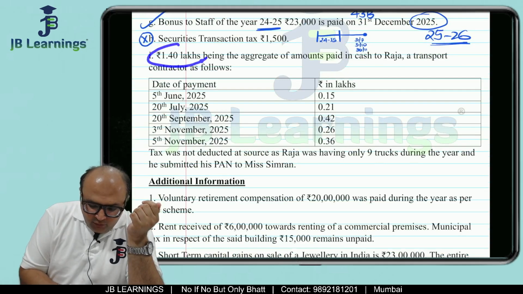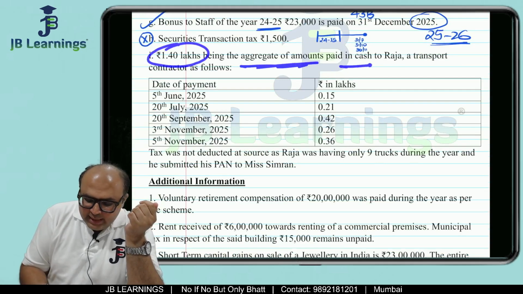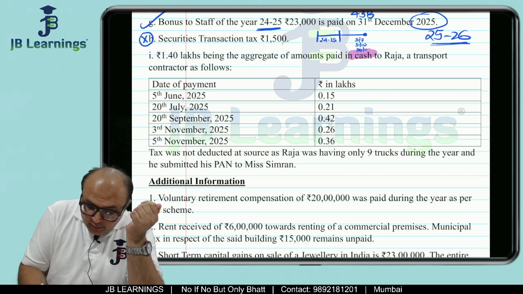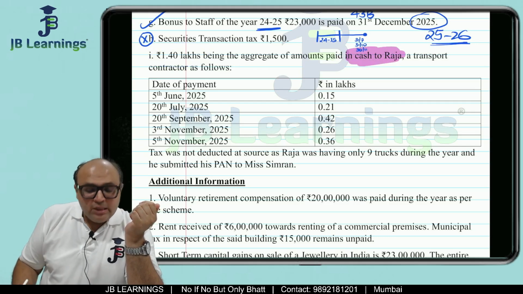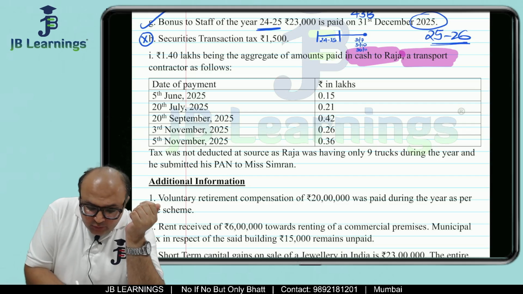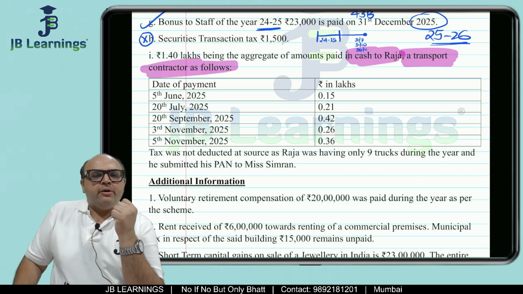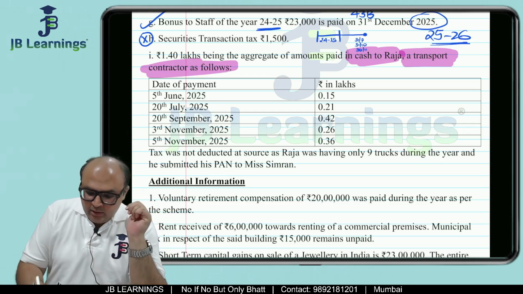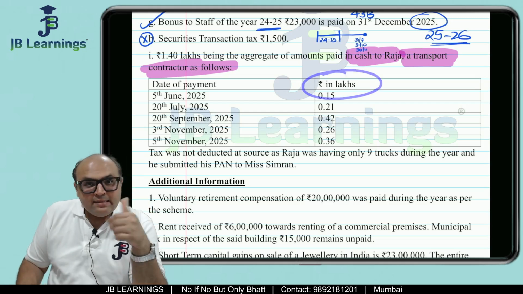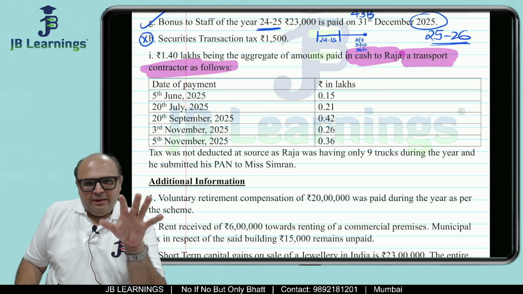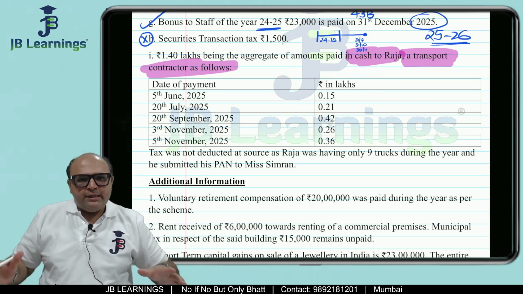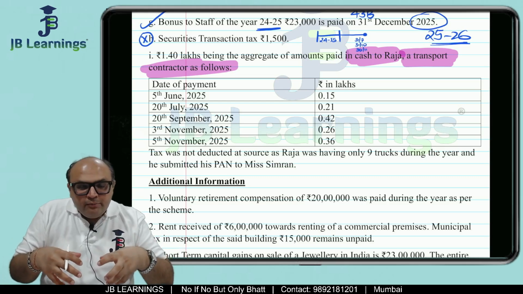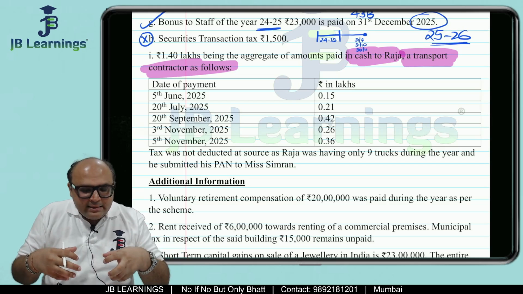They are saying 1,40,000 being aggregate of the amount paid in cash payment to Raja, a transport contractor. Oh my God. Friends, see, so many different twists and turns. Amount is given in lakhs suddenly to confuse you. Nothing great, we can obviously convert it easily. But to confuse you, in between the questions, sometimes they might give you information in lakhs.